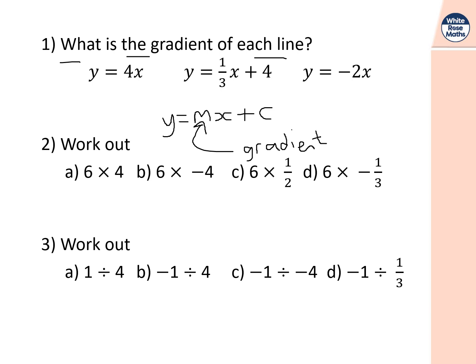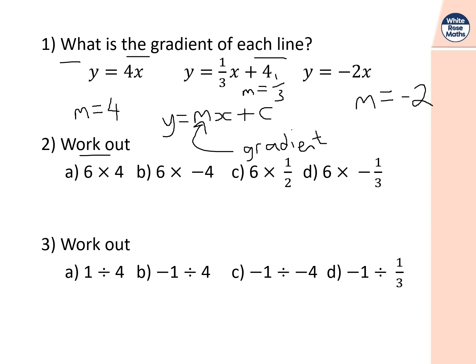Okay, so y equals 4x, the gradient is 4, so the number in front of the x, the coefficient of x. Remember, y equals a third x plus 4, so the gradient of this one is going to be 1/3, or 0.3 recurring. Finally, y equals minus 2x, the gradient of this one, guys, is minus 2. Well done if you got any of those.